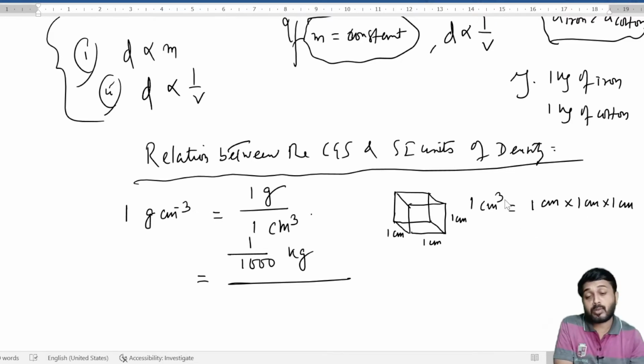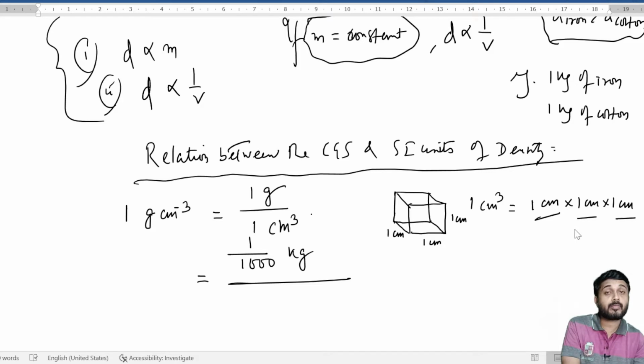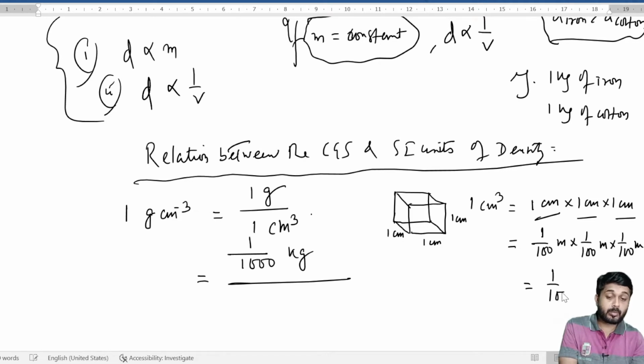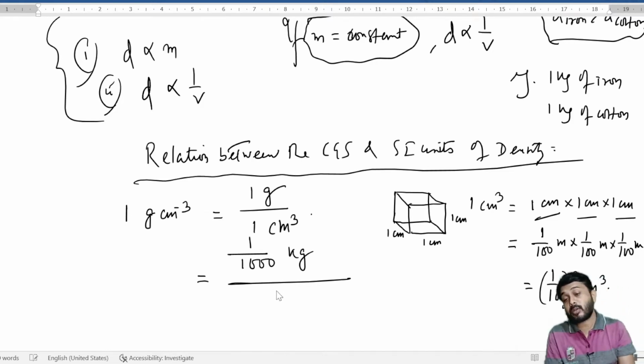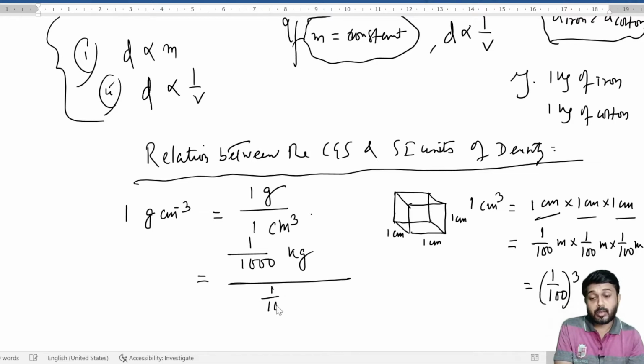So in order to convert this 1 centimeter cube into meter cube, we need to convert each of these 3 centimeters into meter unit. Alright, what is 1 centimeter in terms of meter? 1 by 100, isn't it? 1 by 100 meter into 1 by 100 meter into 1 by 100 meter. So all we are getting is 1 by 100 whole cube meter cube.